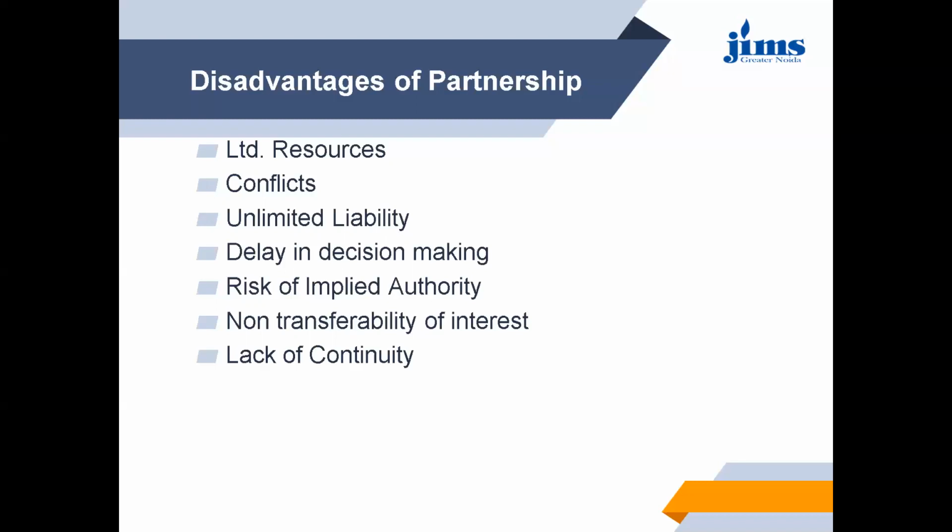Next limitation is risk of implied authority. Now, due to agency relationship between partners, acts of a partner are binding on the firm as well as other partners. So, a dishonest partner or incompetent partner may bring disaster for other partners.